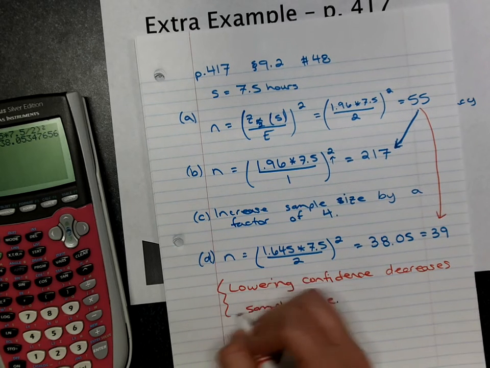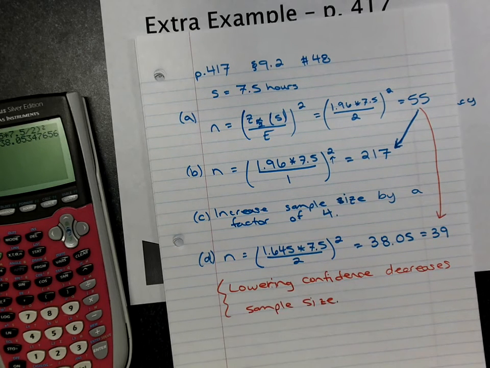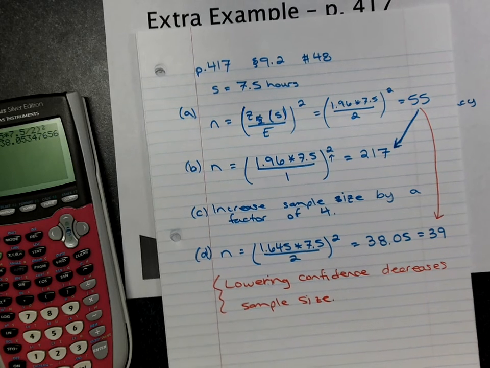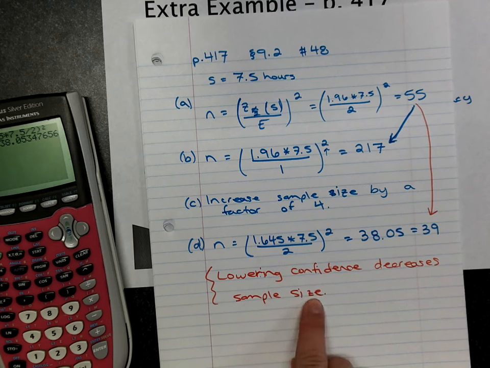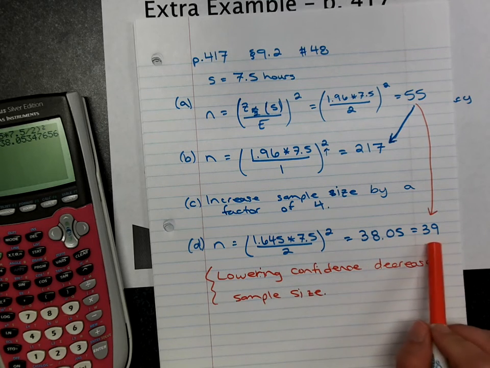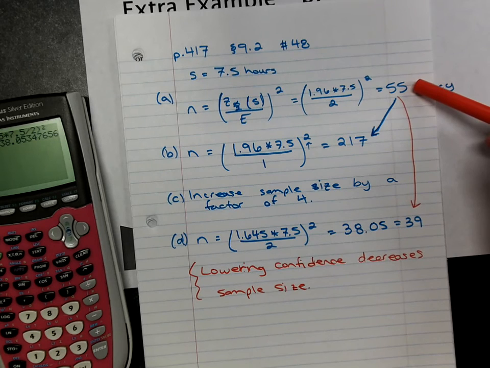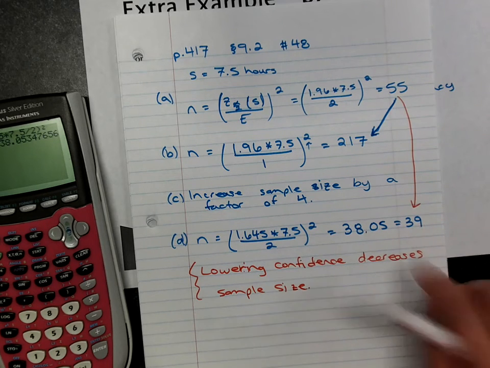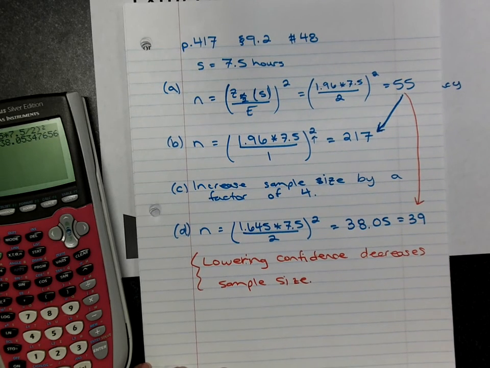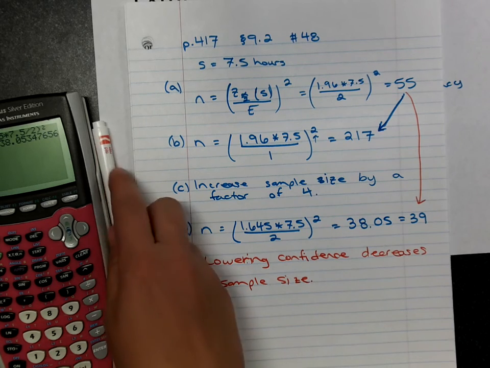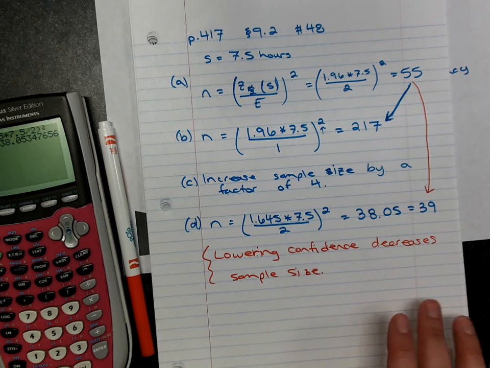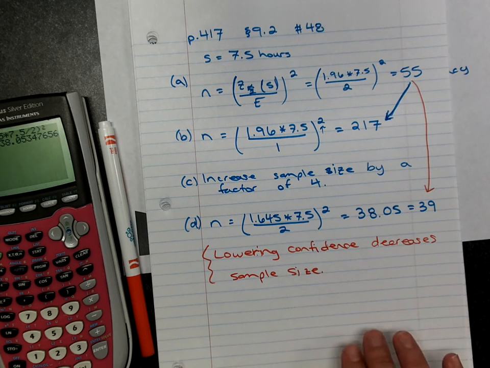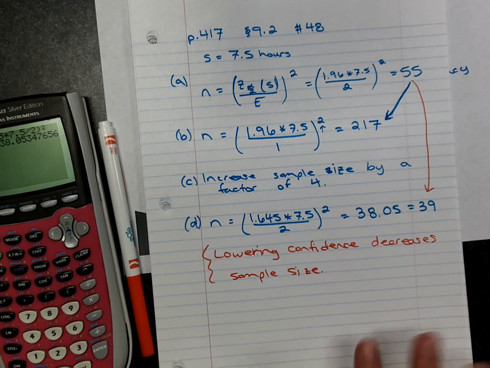So we discussed a few of them, and there's more in the homework where you can help discover some of those relationships. But if you're going to lower your confidence, you can decrease your sample size. And that might be good for researchers that don't have the money to sample 55 people, but maybe they have the money to sample 39 people. So just different relationships between everything in Chapter 9. That is it for Chapter 9. So it's computing confidence intervals for means and proportions, and then determining sample sizes for means and proportions. So 4 topics in Chapter 9 to practice.